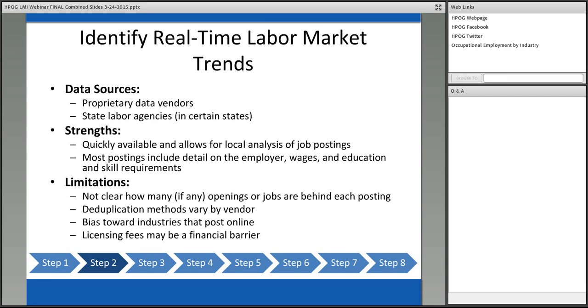Some strengths of real-time data include that it is quickly available and it often allows for very local analysis of job postings. Many of the postings include some details on the employer, actually being able to identify the employer, the wages that are expected for this new hire, and the education and skill requirements. Some limitations are that we are looking at job postings, and it is not always clear how many job openings or actual jobs are behind each of these postings.